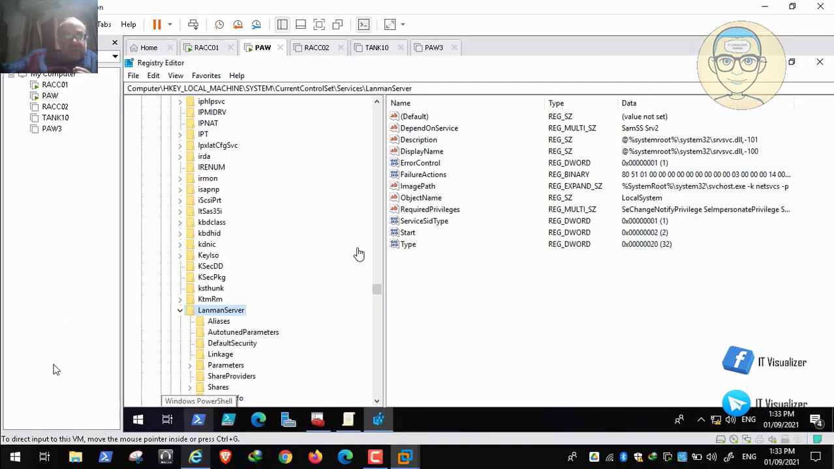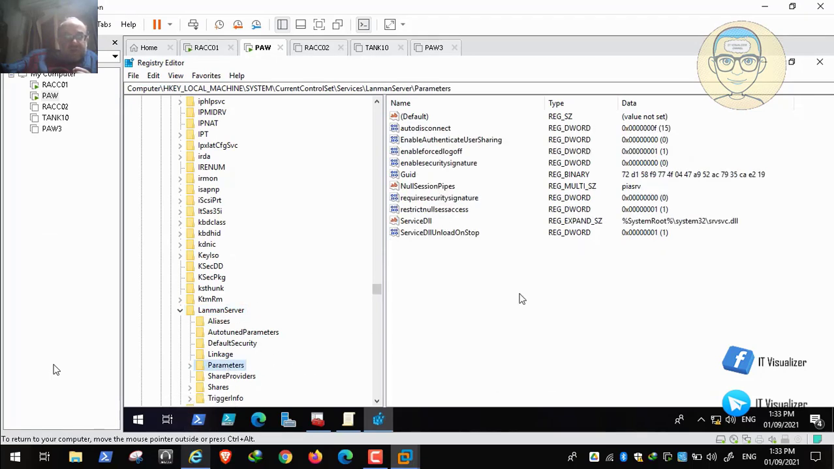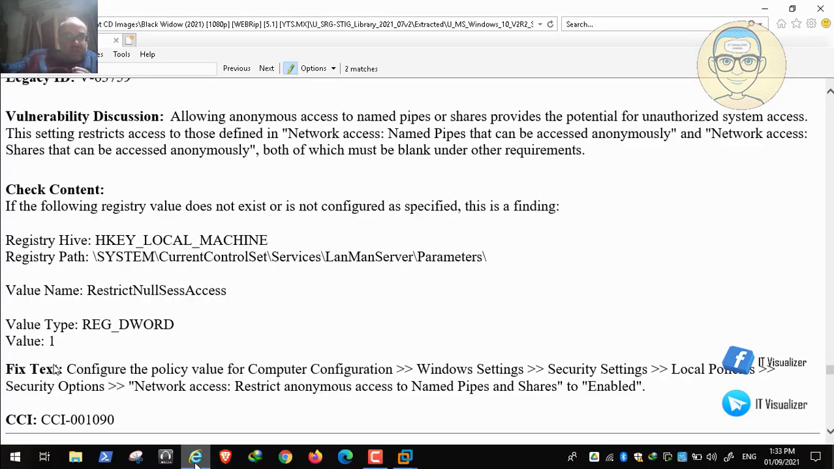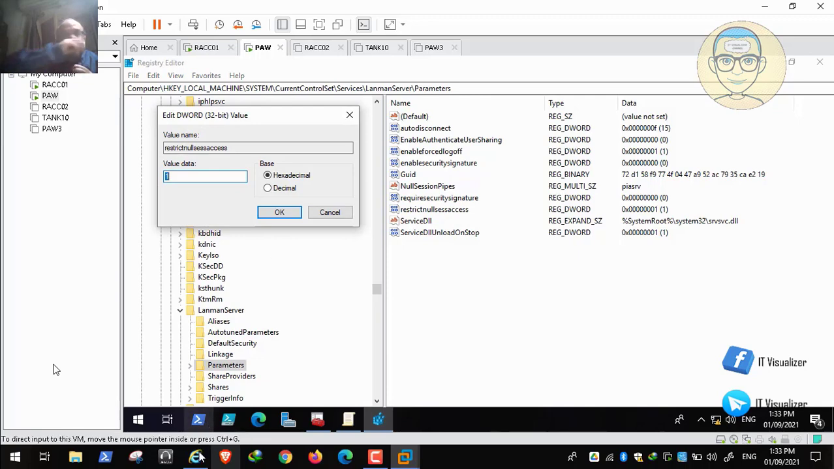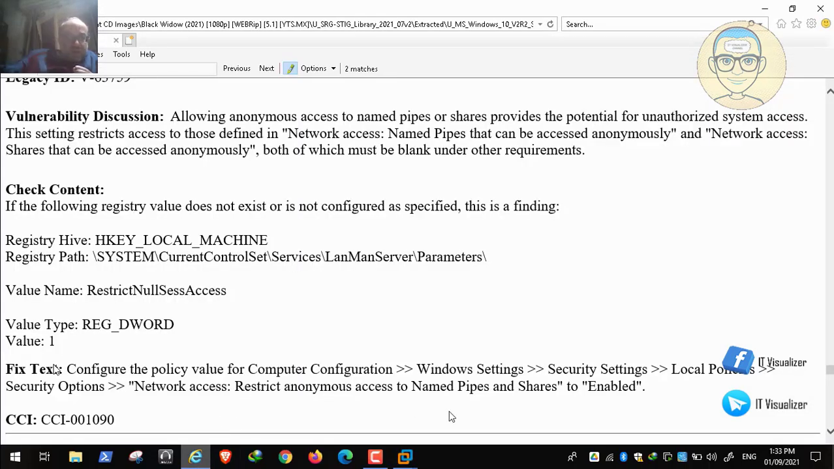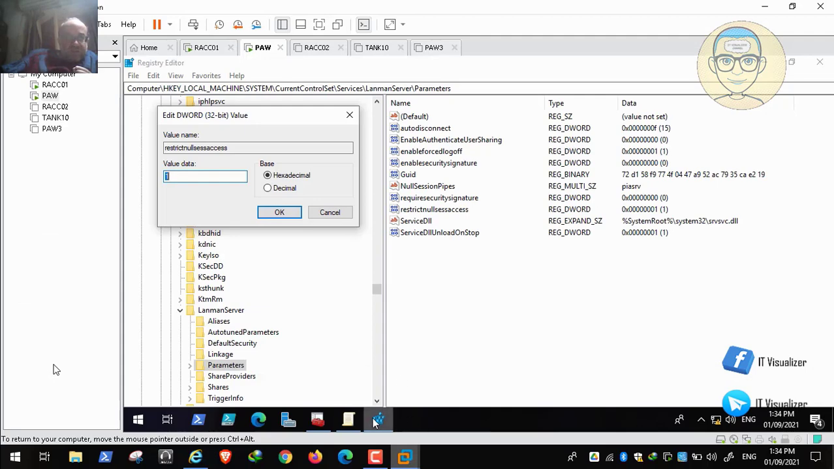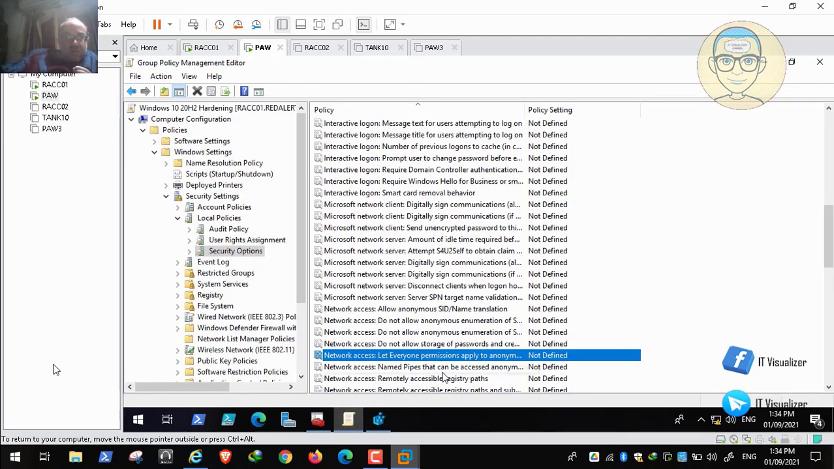Restrict null session access, it is not there. I think it's in parameters maybe. So let's see, it is in parameters. Yes, RestrictNullSessAccess, it is 1, so we have it enabled already. So network access: restrict anonymous access to named pipes and shares. Okay, so this is also done, we have it already.